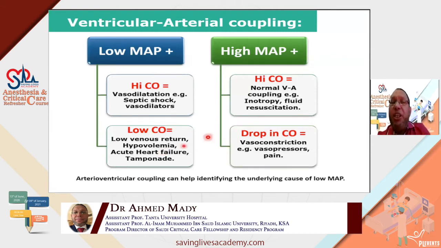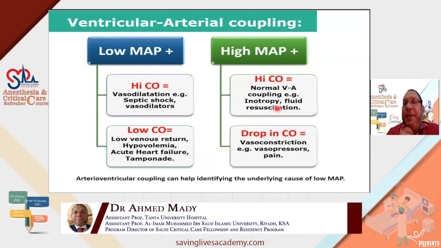But can you have a patient with high MAP with dropping cardiac output? Yes, if you are using excessive vasoconstriction like vasopressors, or pain. Or you can have a patient with high MAP and high cardiac output, like a patient with a fistula, or using extra inotropes or extra fluid resuscitation. So coupling the ventricular function with the MAP, you can reach your diagnosis. This is the first parameter, which is a basic parameter.